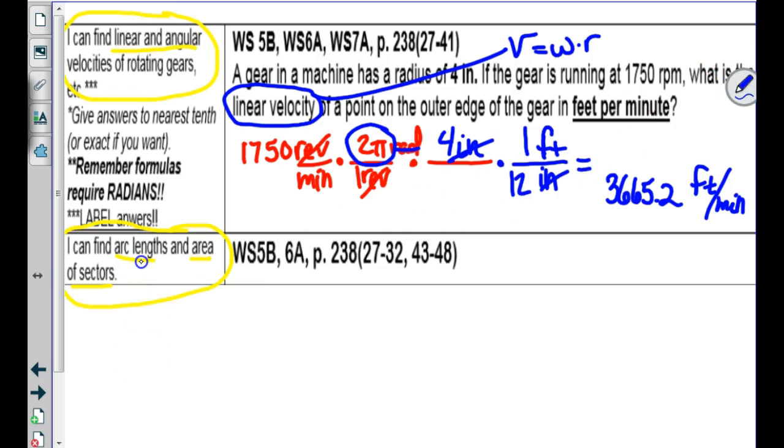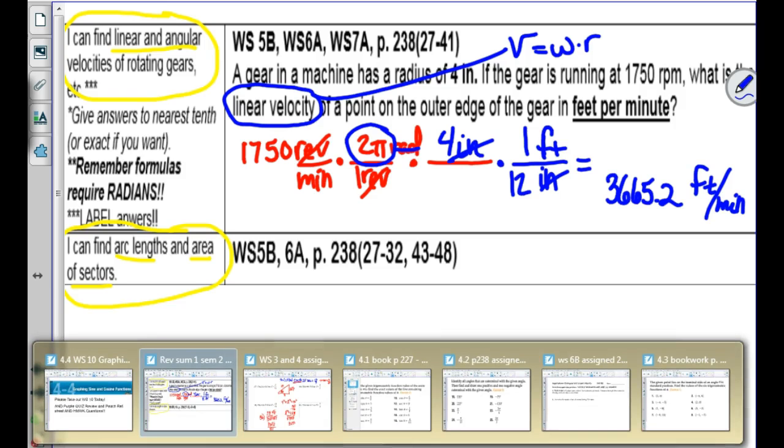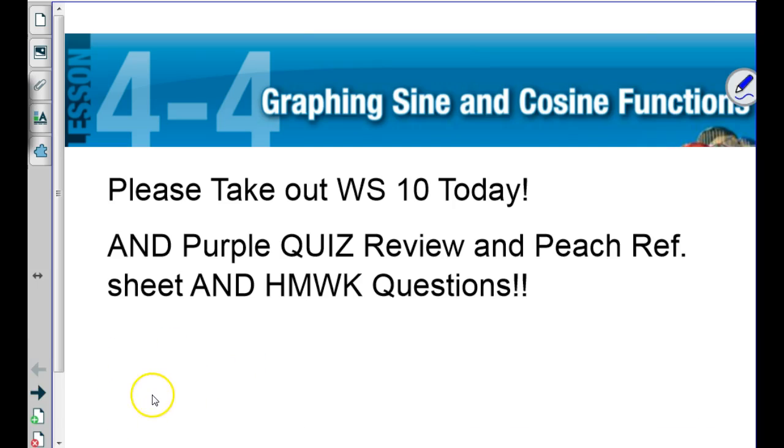All right, arc length and area of a sector, we're good? Okay, just formulas, but you got to be in radians. I think one of them they give you the radians and one of them you have to change it to radians. All right, I'm moving on to worksheet 10.